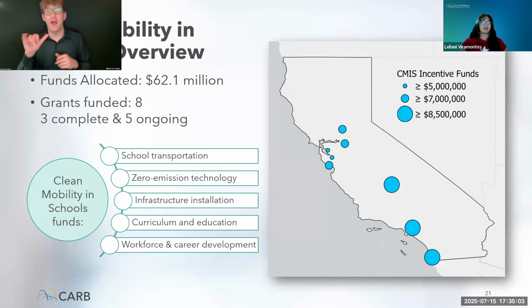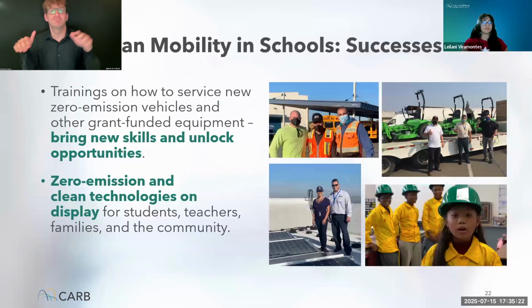CMIS grants have funded zero-emission school buses, a variety of charging infrastructure and solutions, energy projects like solar canopies, zero-emission landscape and custodial department equipment, and active modes of transportation such as bicycling and walking. Next slide, please. California public school districts are embracing clean technologies, supported by workforce training and student engagement programs.